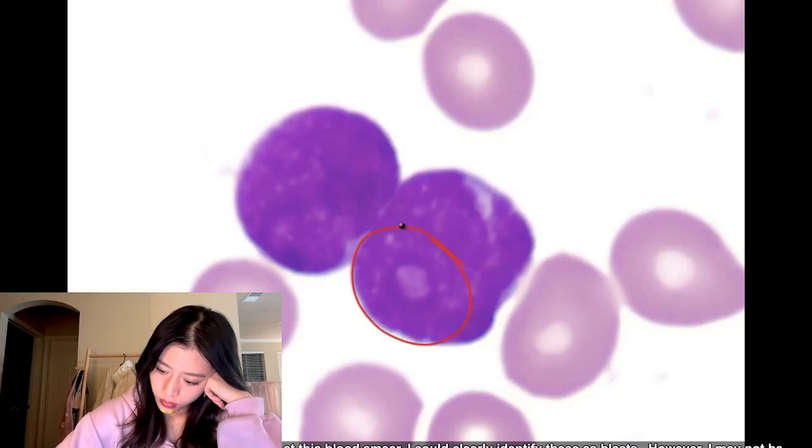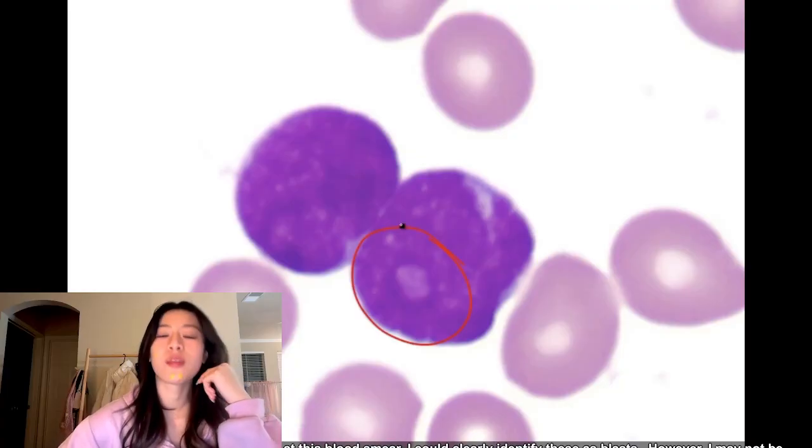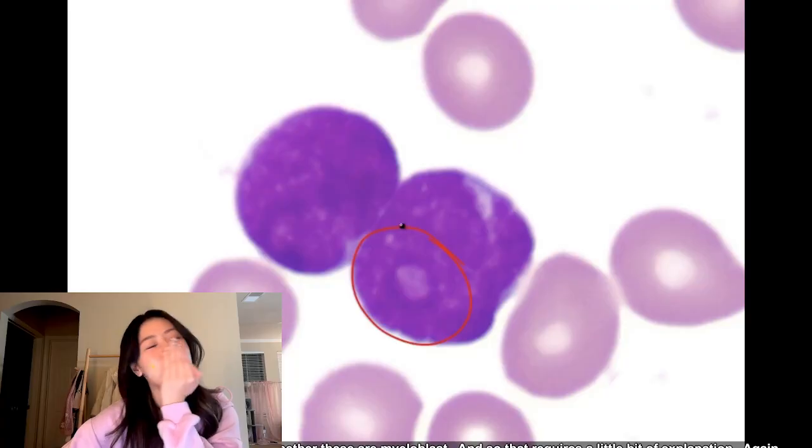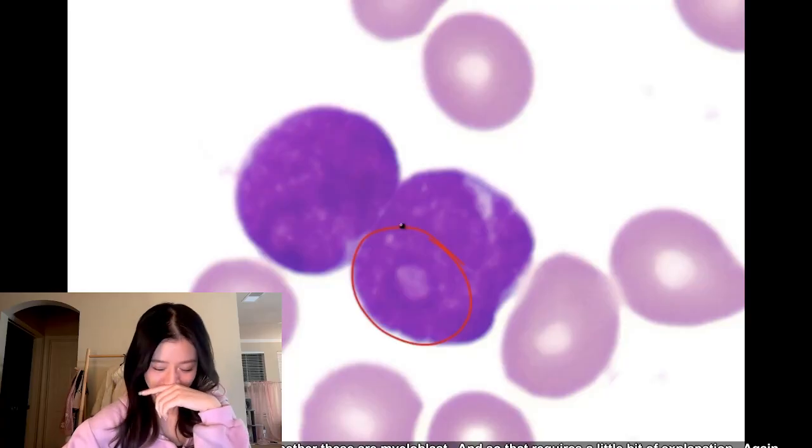Now, when we have an acute leukemia, if I were to look at this blood smear, I could clearly identify these as blasts. However, I may not be able to tell you whether these are lymphoblasts or whether these are myeloblasts. And so that requires a little bit of explanation.